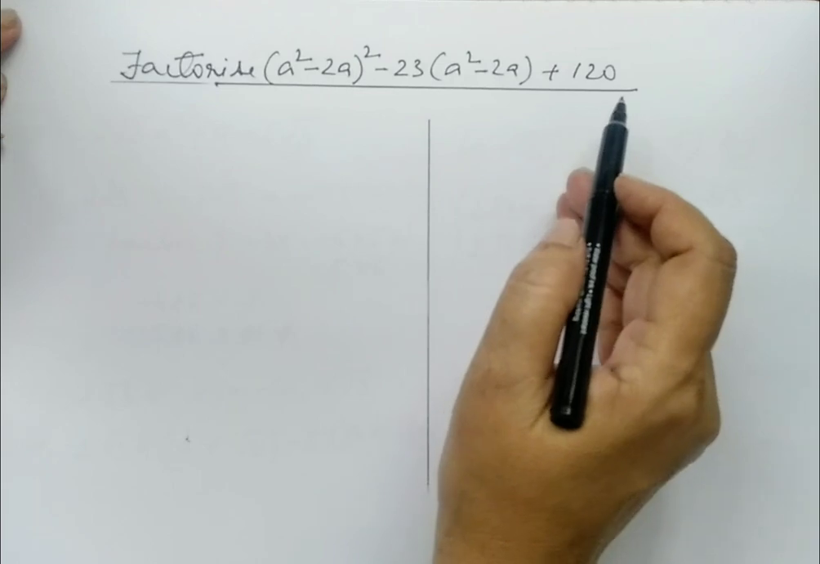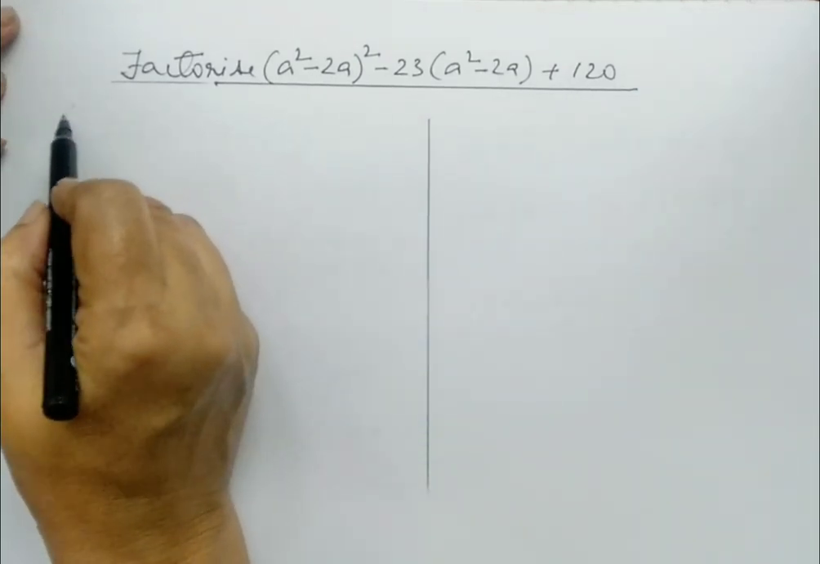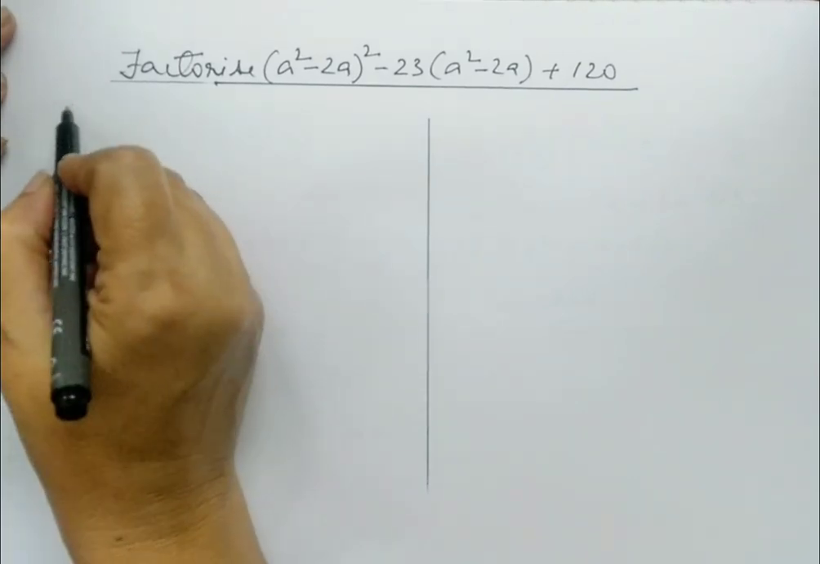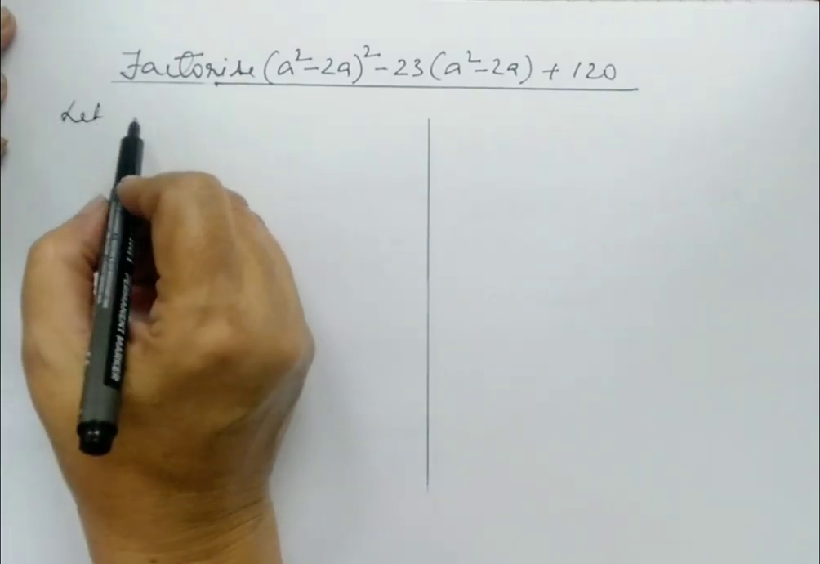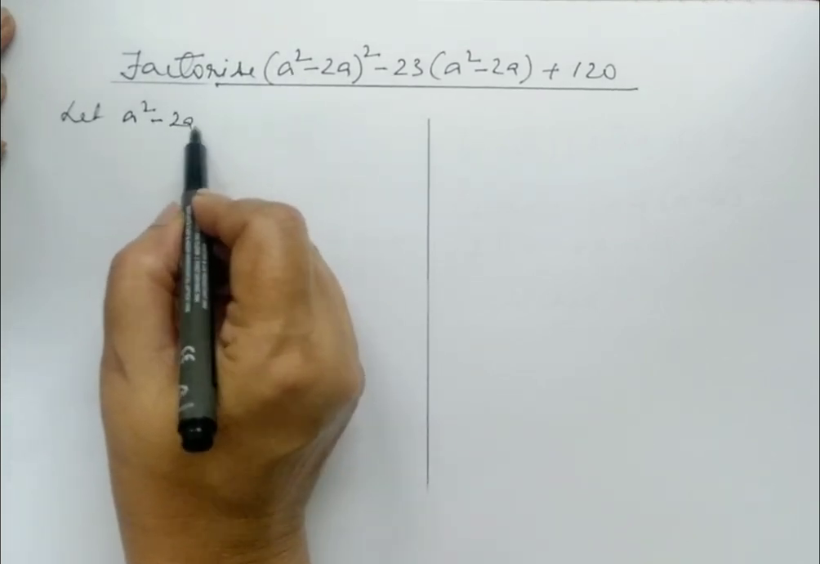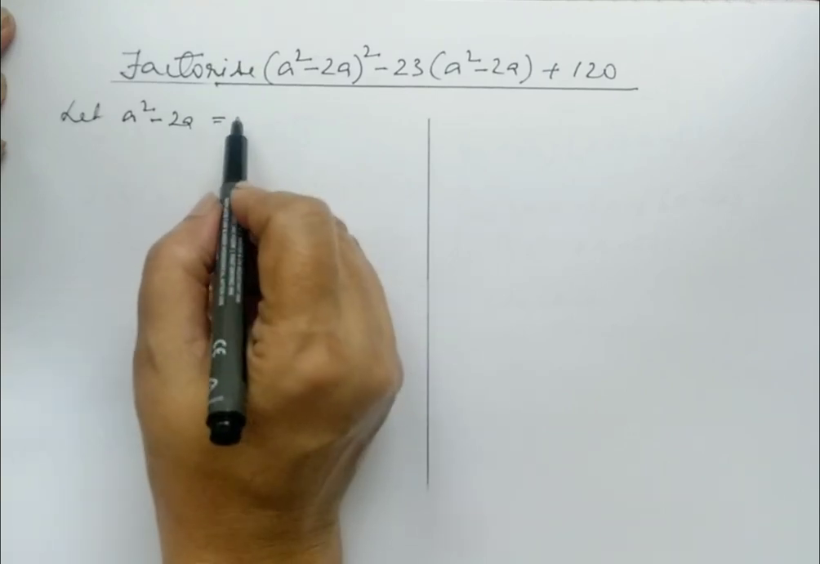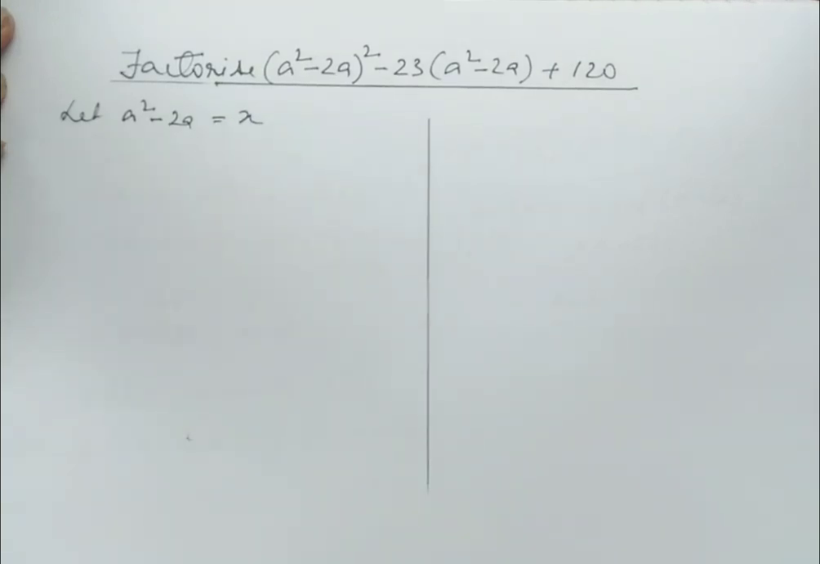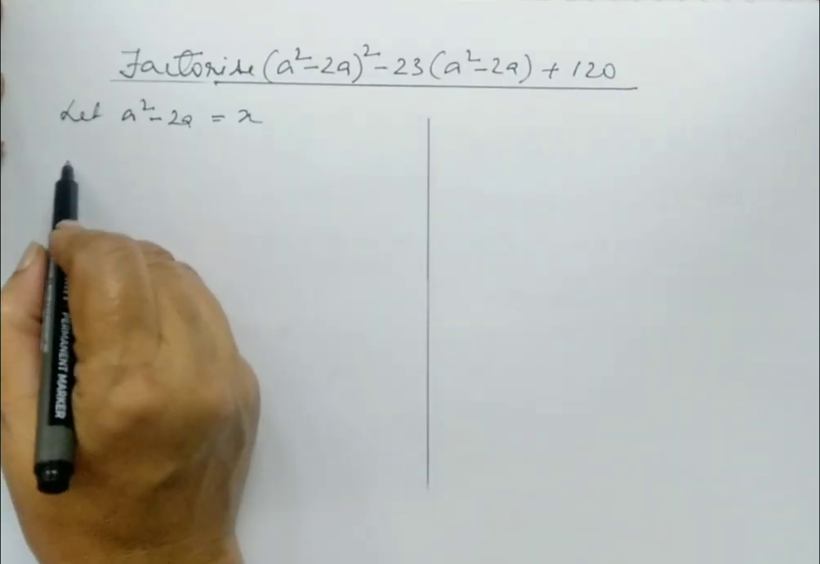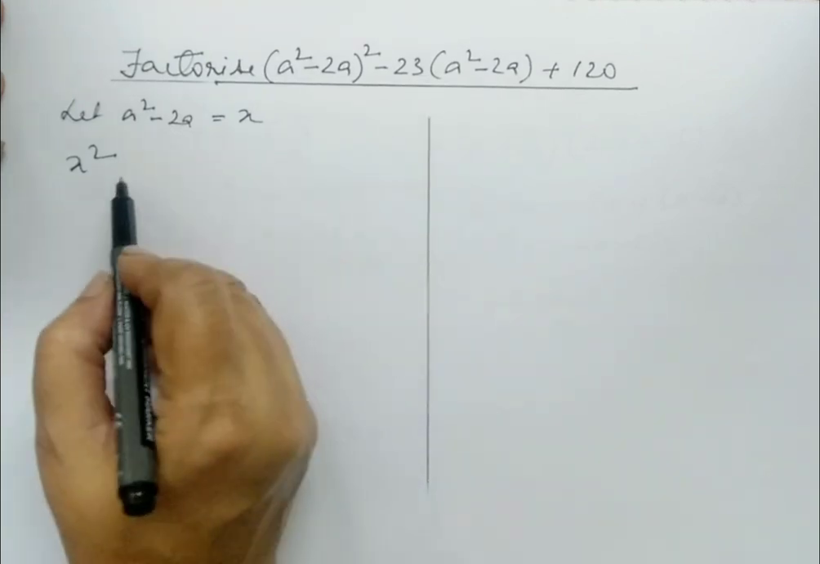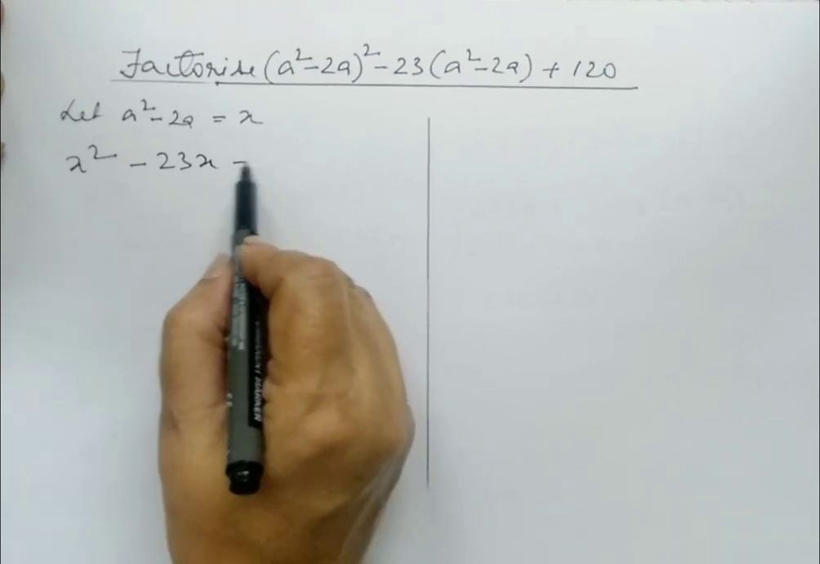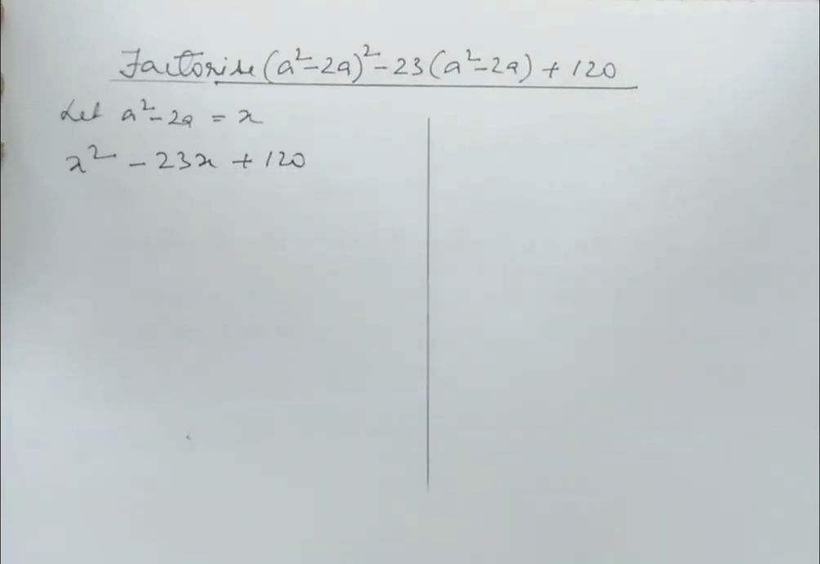All right, so let me write the statement. Let a square minus 2a be equal to x. All right, so in that case we end up having x square minus 23x plus 120, isn't it so?